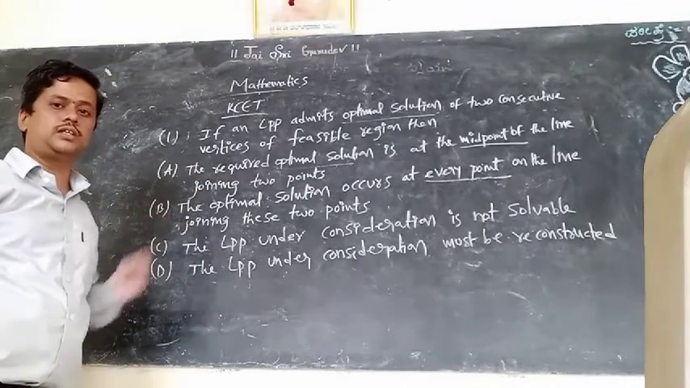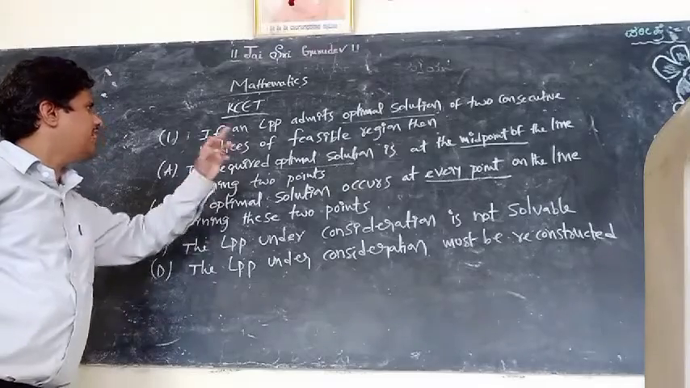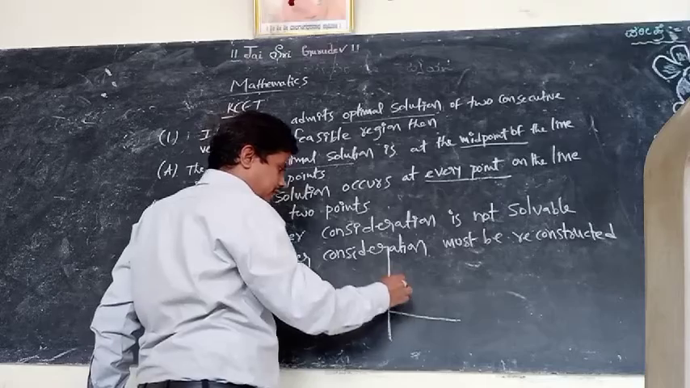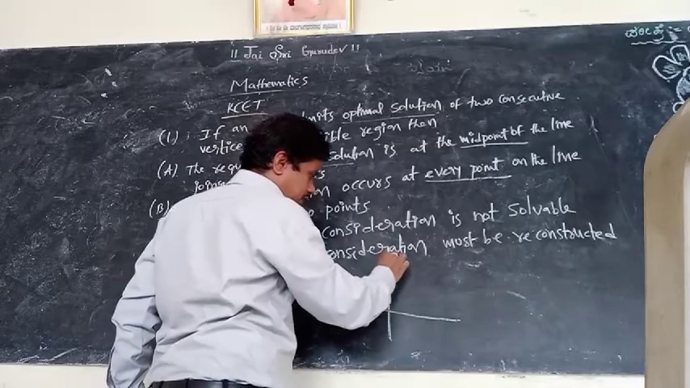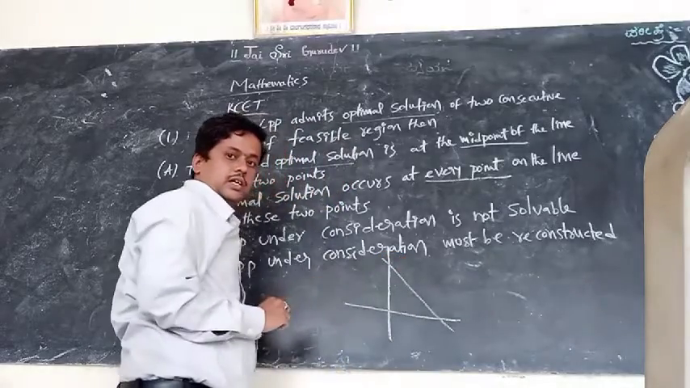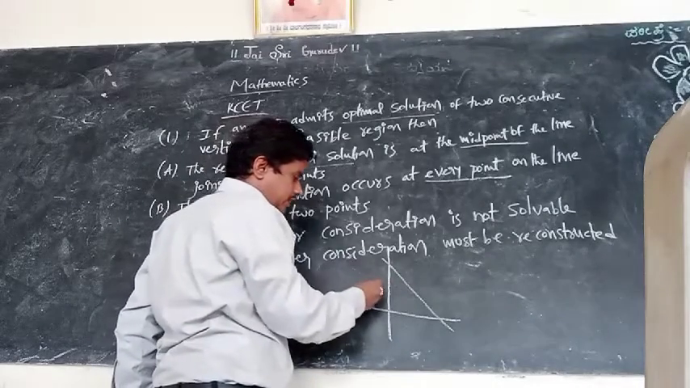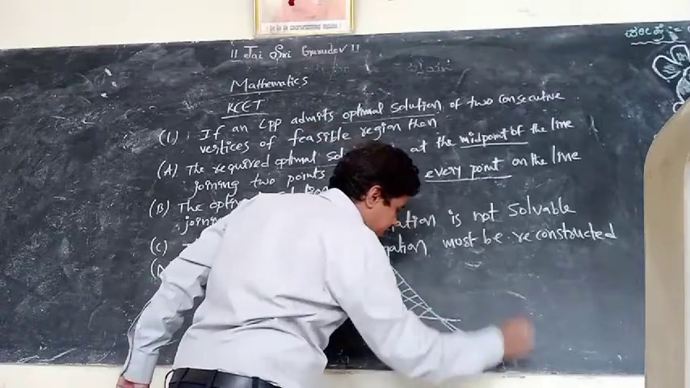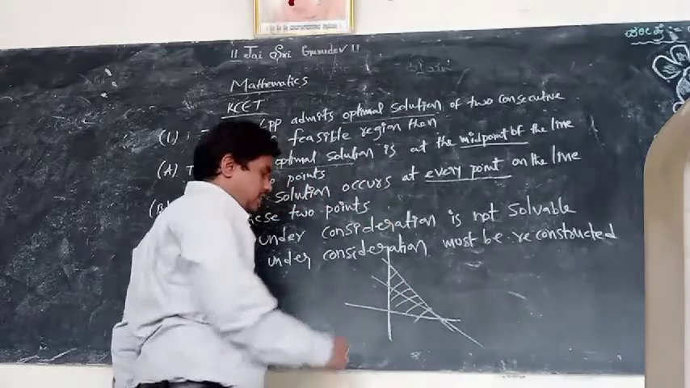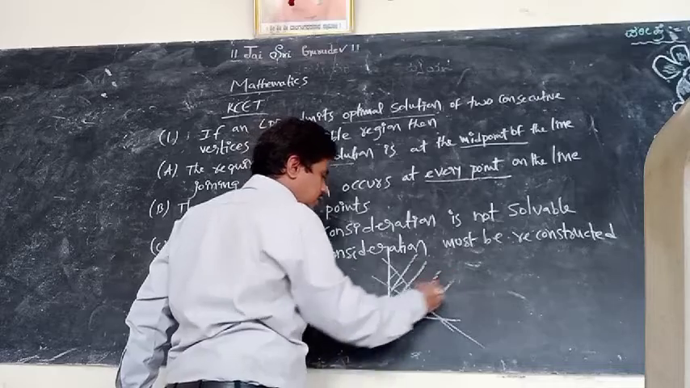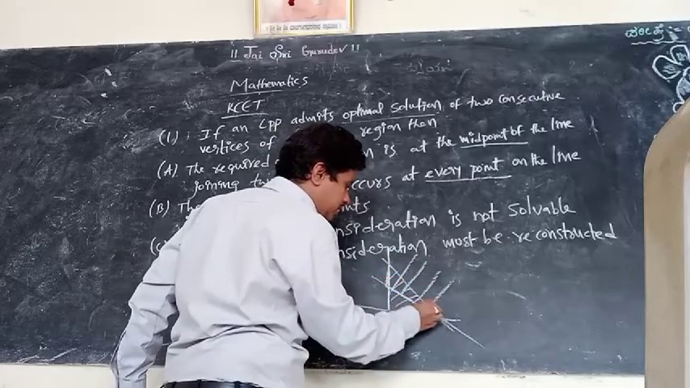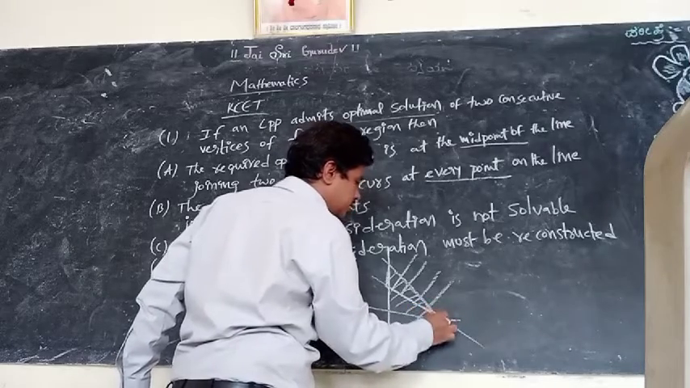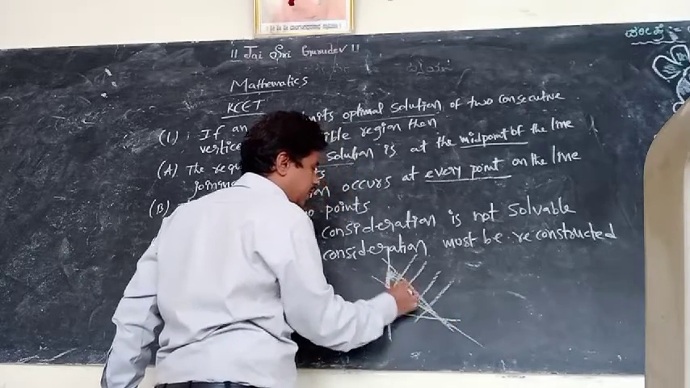See, very easy question. First we have to know what an optimal solution actually is. Take a line like this, with one inequality shaded like this, and I am considering another straight line, shaded like this. So what is the feasible region? This is the feasible region.